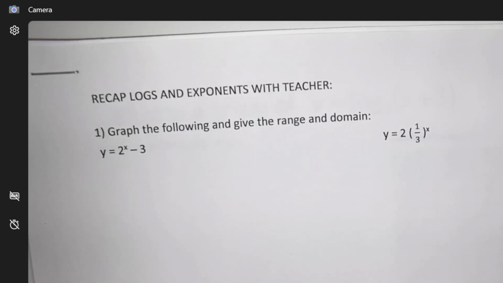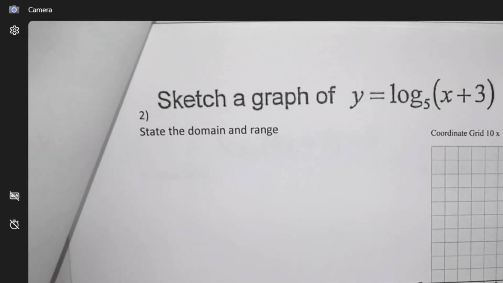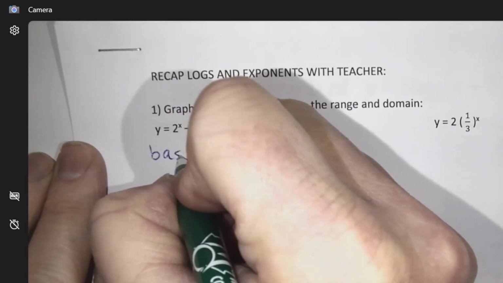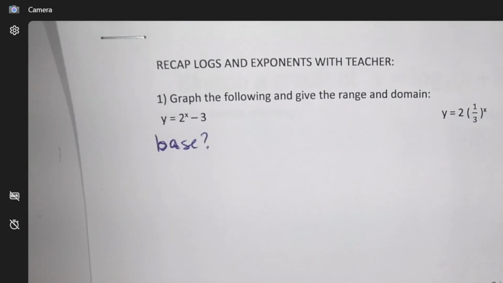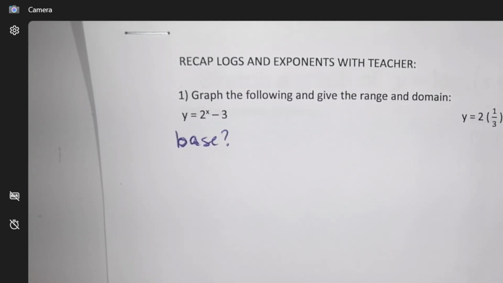Okay, so just recapping what you do on your graphs. We have two exponential ones here, and we'll do one log graph, so we're going to do 3 graphs. No matter what, when you graph, here's your first question. What's the base that is being used?